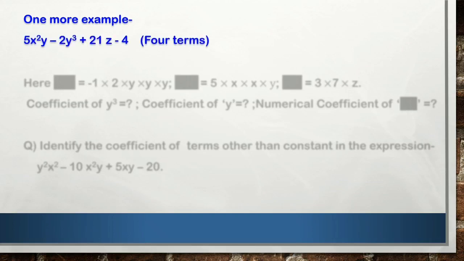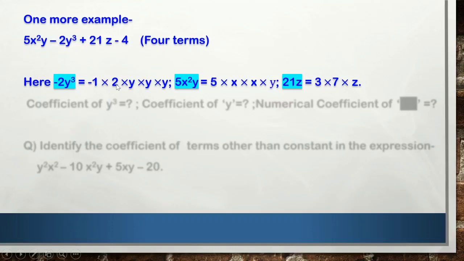In this example, there are 4 terms. I hope you are able to figure out yourself how I got this answer, 4 terms. Now, if I write these terms in terms of their factors, minus 2y cube we can write as minus 1 into 2 into y into y into y, because y cube is there. 5x square y is equal to 5 into x into x into y. 21z is equal to 3 into 7 into z. As I told you, we need to write these terms in this way in the beginning, because this is going to help us identify whether the terms are like terms or not. That we will see in the subsequent slides.